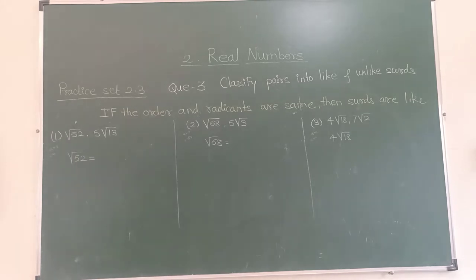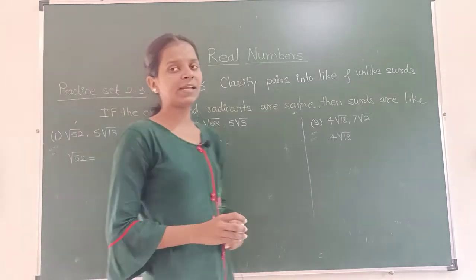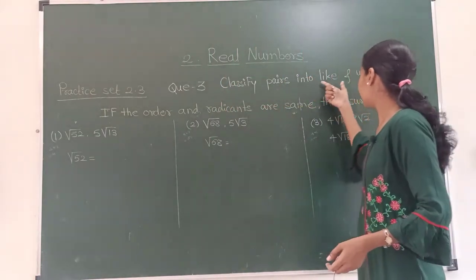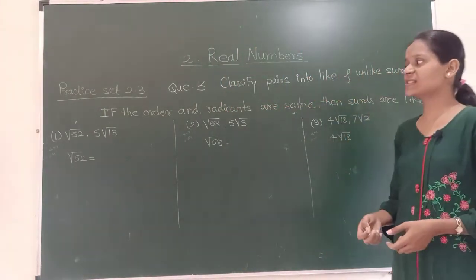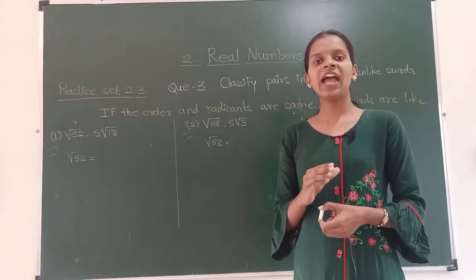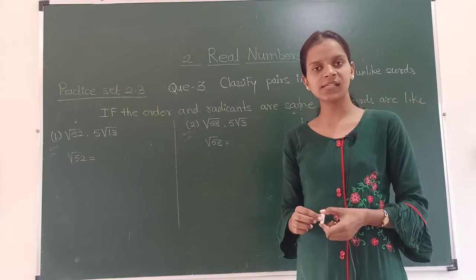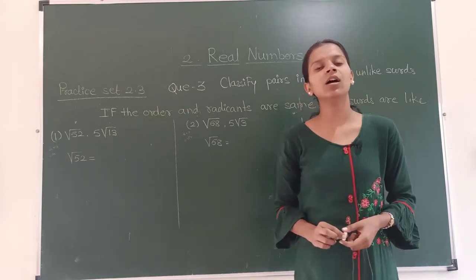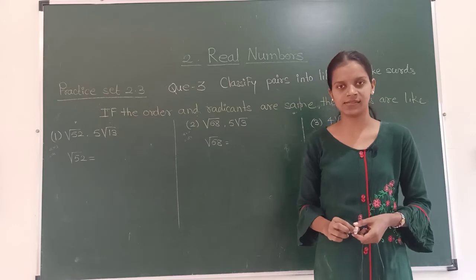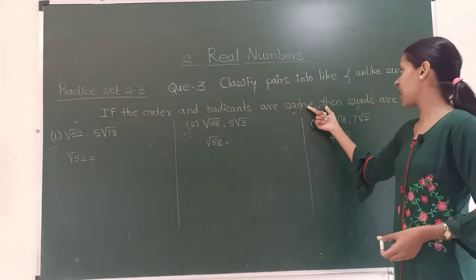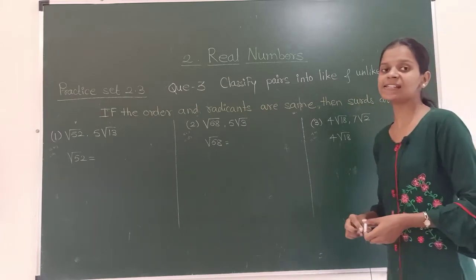See, question number 3 from your practice set 2.3. Pay attention here. Classify the pairs into like surds and unlike surds. They have given us some pairs of surds and we have to classify those pairs into like surds and unlike surds. The question comes, what is like surds? I have already told you. If the order and radicands are the same, then the surds are called like surds.